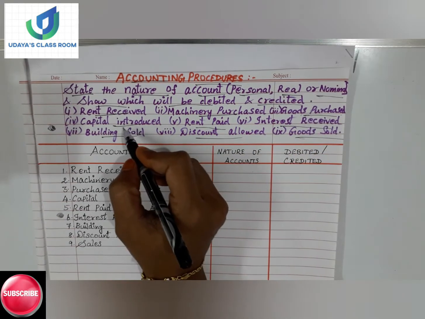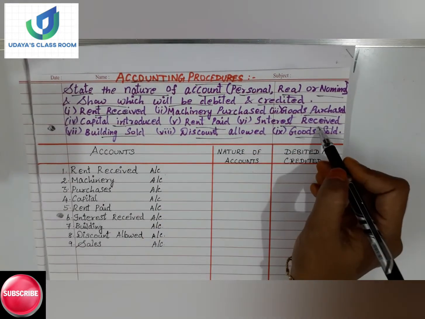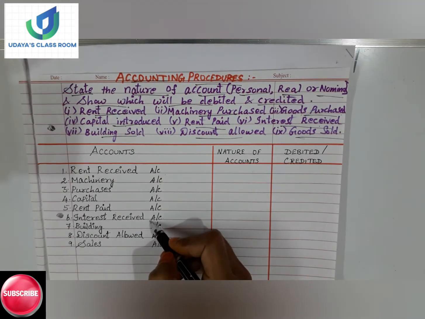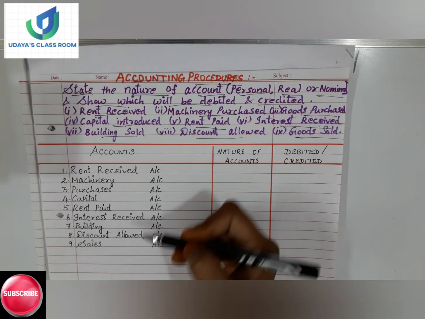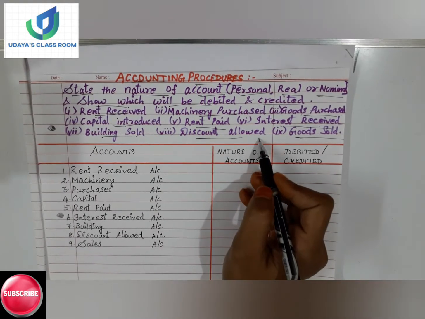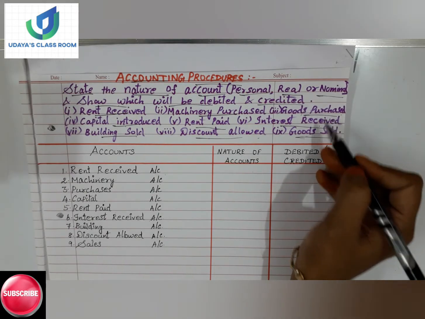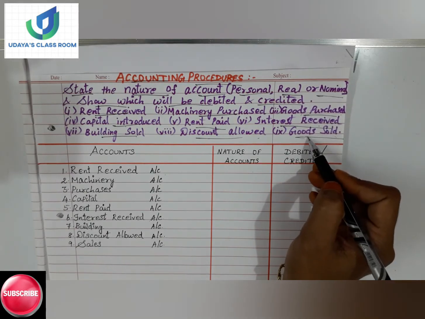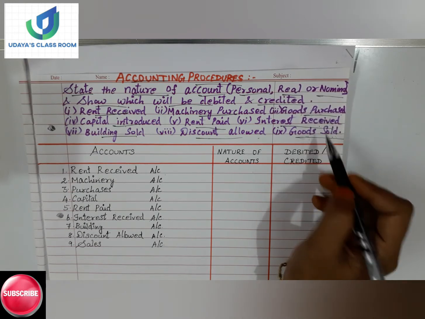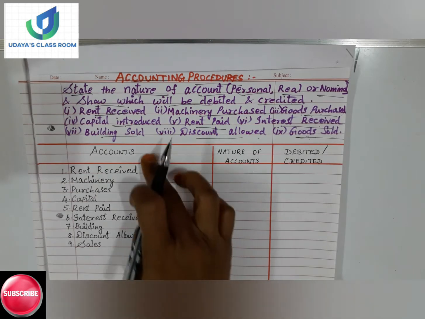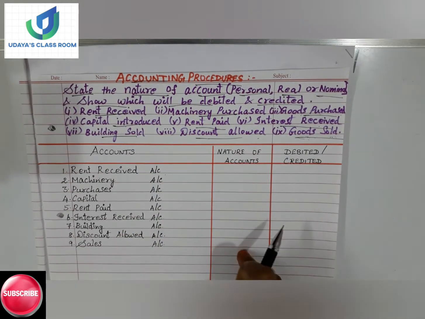Okay. And next is capital introduced, capital account, rent paid account, interest received, so interest received account, building sold, building account, which means building sold, discount allowed, so discount allowed account, goods sold. I have told you here itself, right? So goods sold, we will not be writing as goods, it is a sales. Purchases means goods purchases means purchases, goods sold means sales account. That's all. So all the elements we have written here. Now let's find out the nature of accounts first.